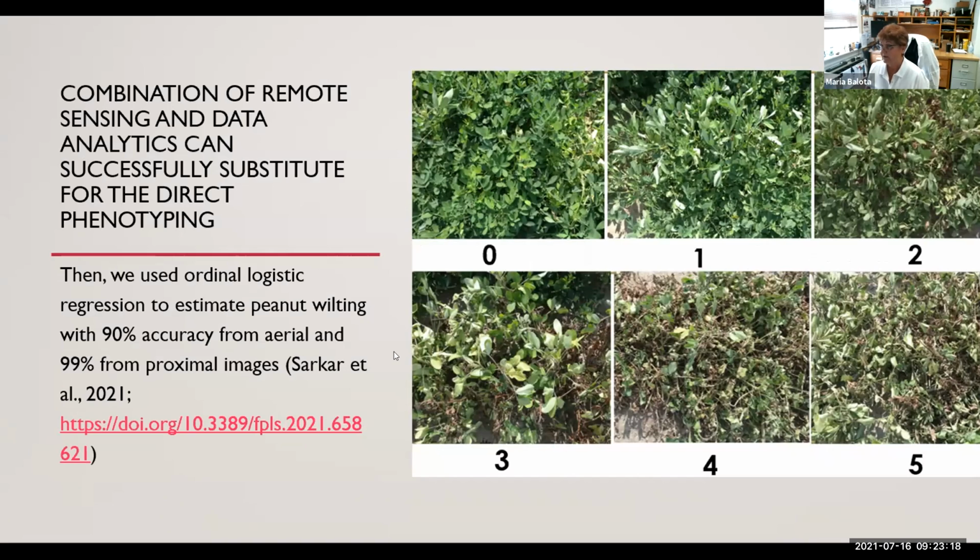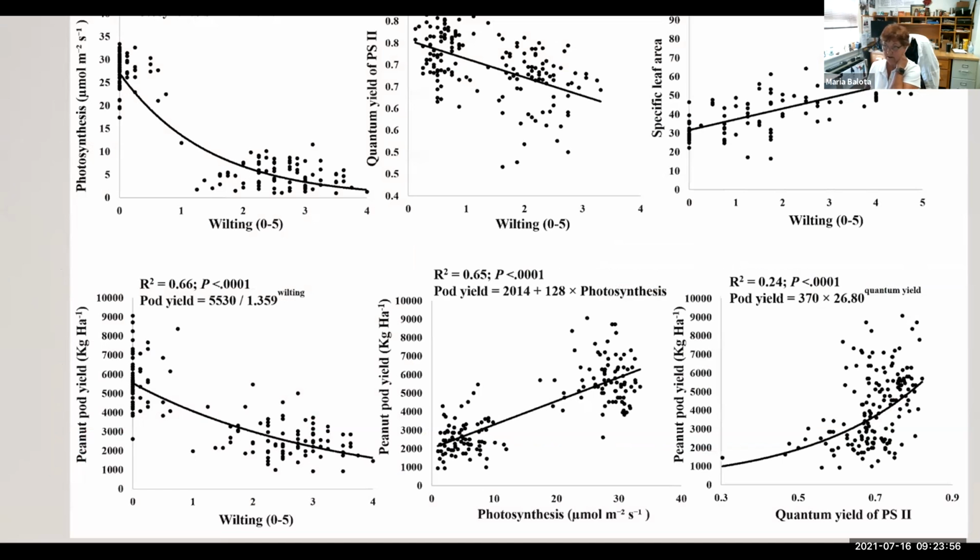Then, knowing that a combination of remote sensing and data analytics can successfully substitute for direct phenotyping, we used ordinary logistic regression to estimate peanut wilting. And we succeeded to do that. A paper was just published recently. And we did it with quite high accuracy, 90% from aerial imagery and 99% from proximal images. You can imagine that from a drone, you lose some of the image clarity.